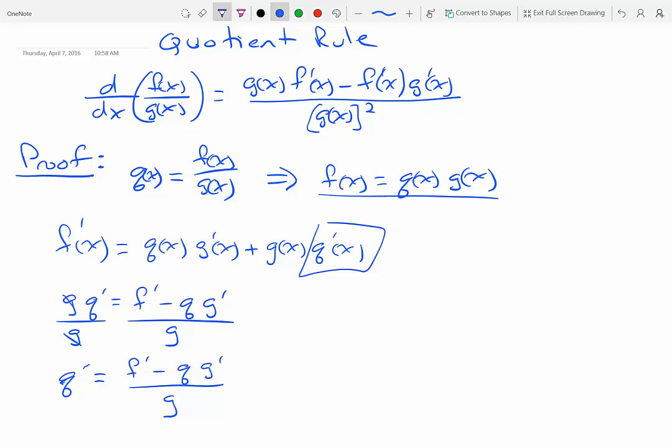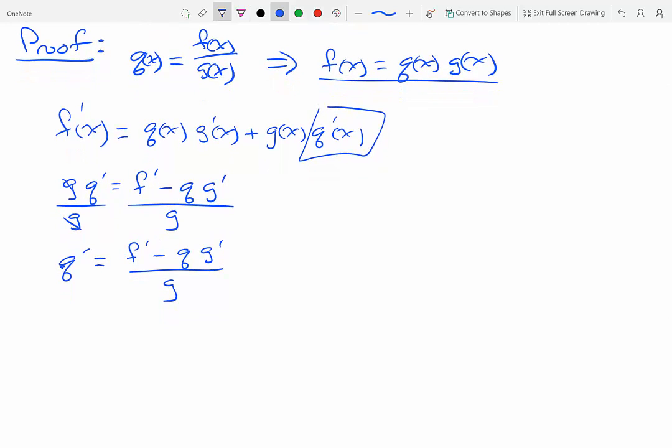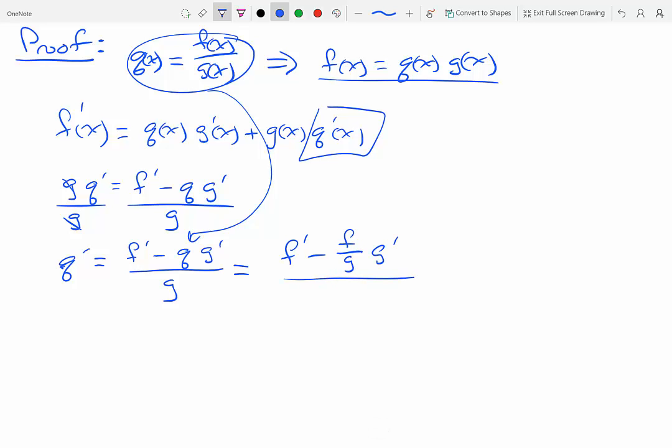That doesn't look like the product rule yet, but it kind of looks like the product rule. Sorry, that doesn't look like the quotient rule yet, but it kind of looks like the quotient rule. The next thing that I'm going to do is use my assumption. I don't want q to be in the result, right? So I've got q over on the right side. So I'm going to take this and substitute it right there. That makes this thing be equal to f prime minus f divided by g times g prime, all divided by g.